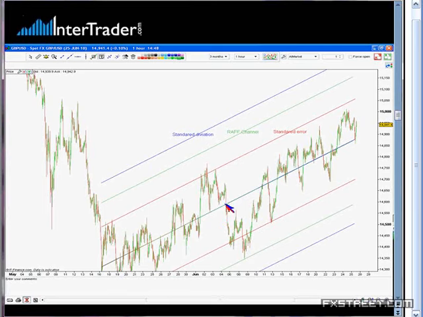Then we've got the green line, the RAFF channel, and the blue line's our standard deviation. So what we're looking for here is that the standard deviation is a little bit too far out of the market, so that can give us overall direction if the market breaks out, where we could go to. But we're looking at our standard error is working quite well.